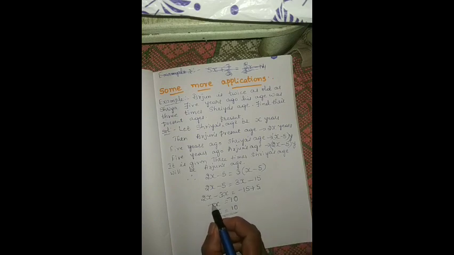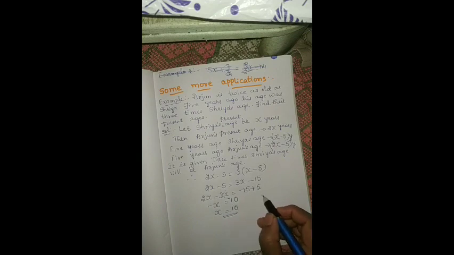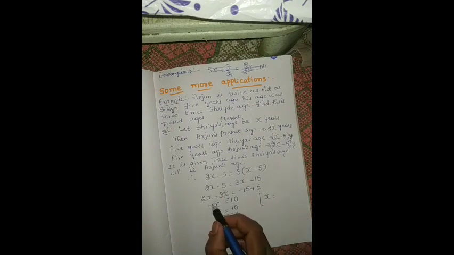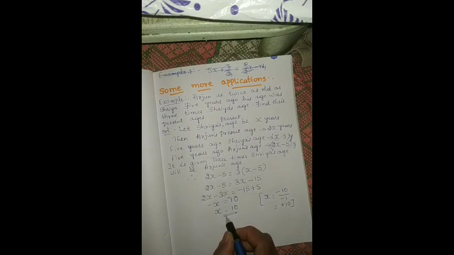Because here minus x is nothing but minus 1 times x. When it is brought to this side, it becomes minus 10 divided by minus 1. Minus divided by minus is plus. How are we doing this? Minus x. When we see x, it is understood that it is minus 1 here. So minus 10 divided by minus 1, minus divided by minus is plus. So it is 10. So x is equal to 10, children.